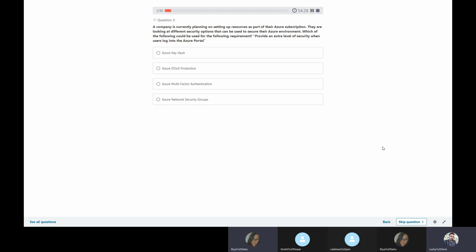There is a company currently planning on setting up resources as part of the Azure subscription. They're looking for the different security options that can be used to secure their Azure environment. Which of the following could be used for the following requirement? Provide the extra level of security when users log into the Azure portal. It's multi-factor authentication only, right? MFA, right? While logging into the Azure portal, they are clearly saying provide an extra level of security when users are logging into the Azure portal. It's MFA only, multi-factor authentication.